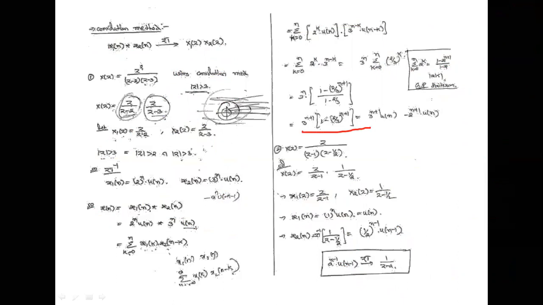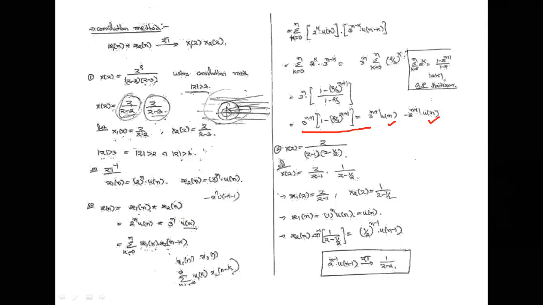Because it is for n greater than or equal to 0, you multiply with mu of n in both the functions. And you see here the 3 power n plus 1 multiplied with the 3 power n plus 1 in the denominator gets cancelled. We get 2 power n plus 1 into mu of n.